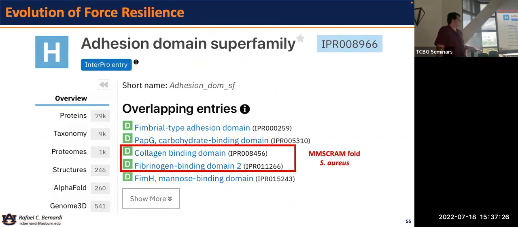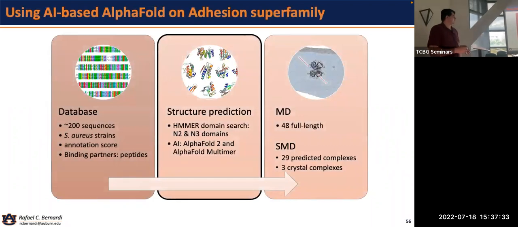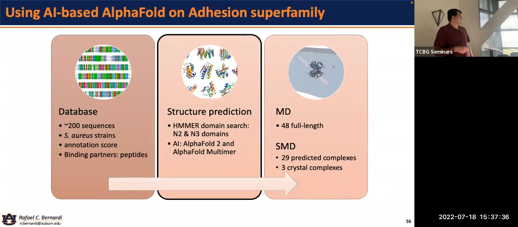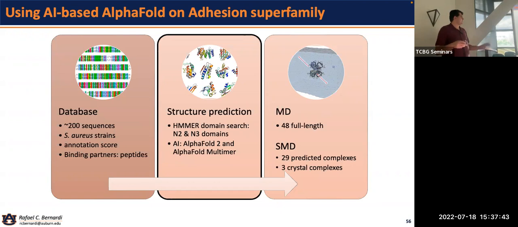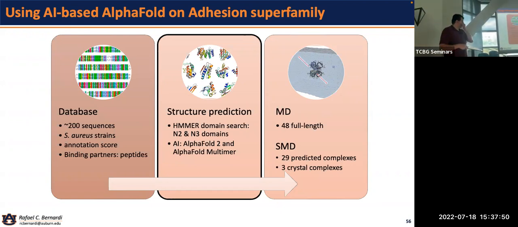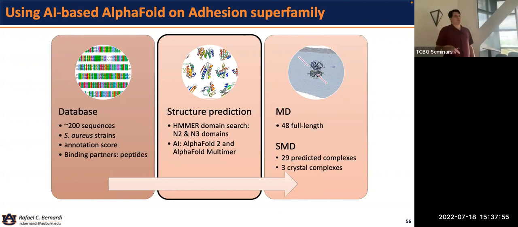So we started to look at all of the MSCRAMMs from Staphylococcus aureus. We selected 200 adhesins from Staphylococcus aureus. We annotated some scores and binding partners, found the peptides, and broke the system into the N2 and N3 domains, because these are longer domains, and we took out the parts we don't care about. Then we used AlphaFold Multimer, using our interface in VMD in batch mode. Something that some of you might know: we created this interface for VMD.